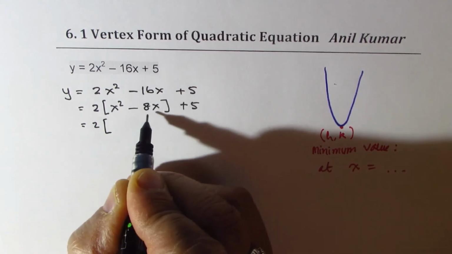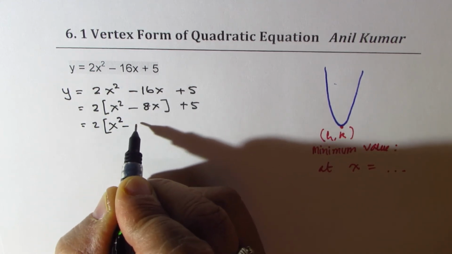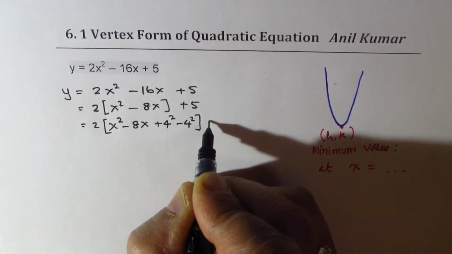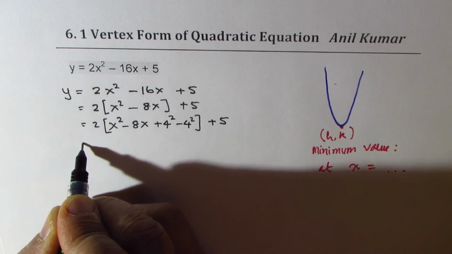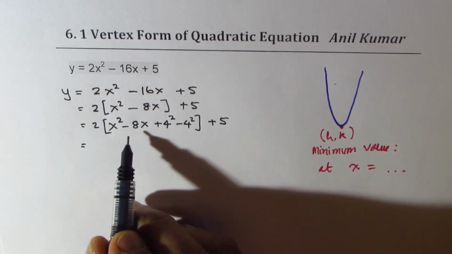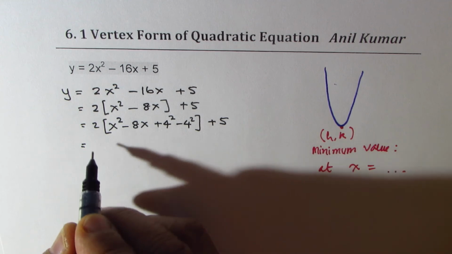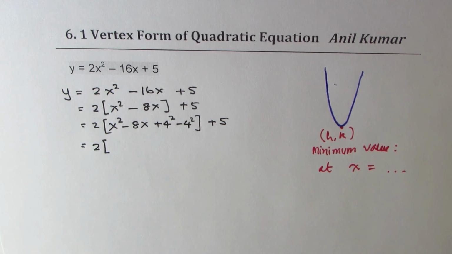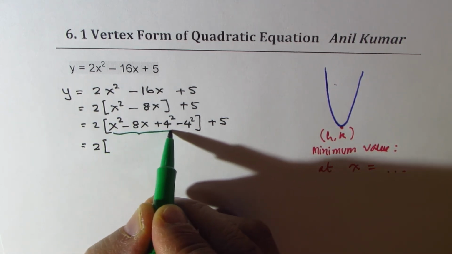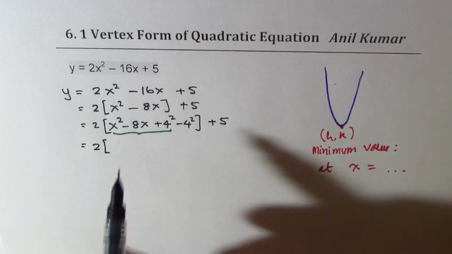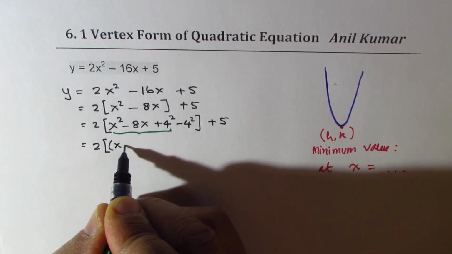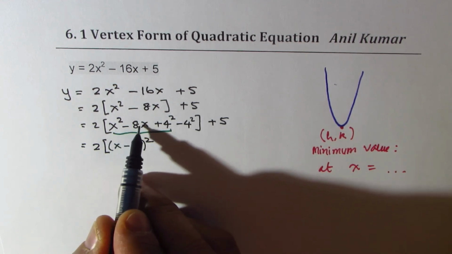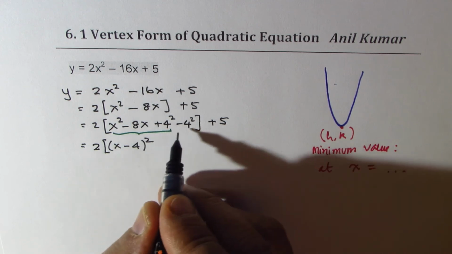Now, what should you do? Half of 8, which is 4. So you have to add and subtract 4 square. Do you see that part? Also see that I'm using square brackets. It is with a purpose, since later inside I'll use the other brackets. Now once you add and subtract 4 square, we have done completing the square. And you'll notice that the first 3 terms inside the square brackets form a perfect square: x minus 4 whole square. Minus because it was x square minus 8x. The center term is negative. That is why.